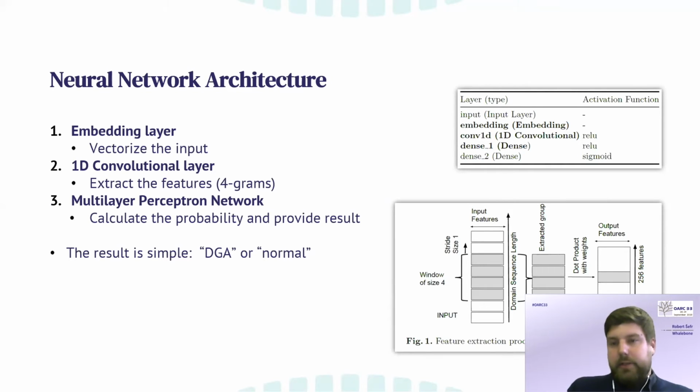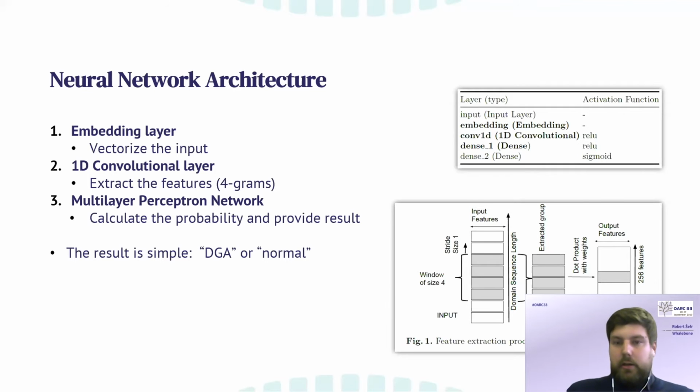The neural network that is actually deciding whether the domain is DGA or not starts with the embedding layer, which creates a whole lot of vectors out of every single domain. So it vectorizes the input to have, I think, 256 vectors for any domain you throw at it. Then there is a single dimension convolution layer that extracts the features out of these vectors. And at the end, there is a multi-layer perceptron network that's doing the final decision: is this a DGA domain or not? So basically, the whole output is a probability, and the result true, false, DGA or normal.